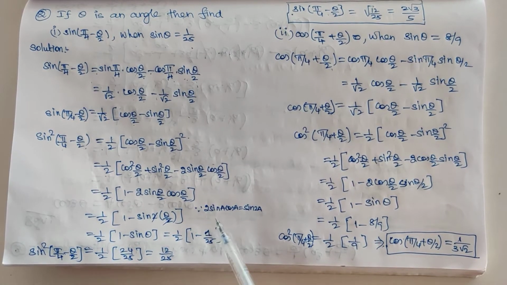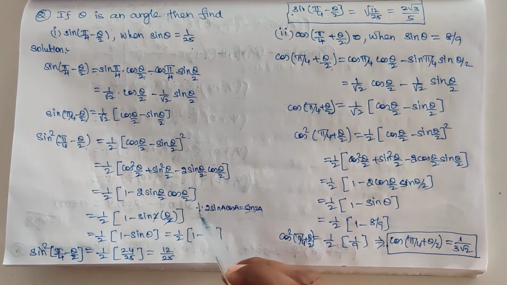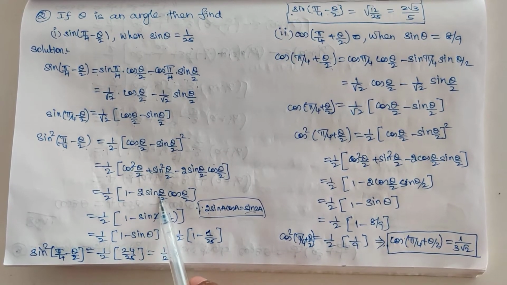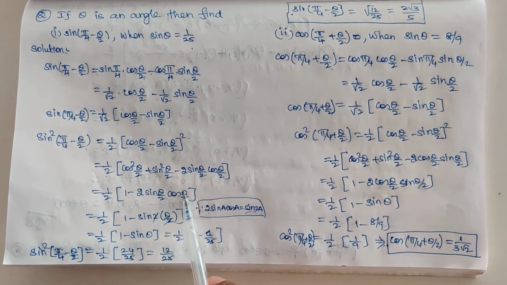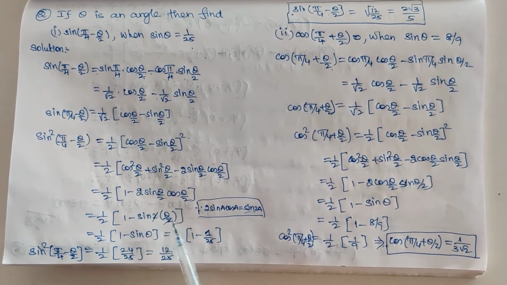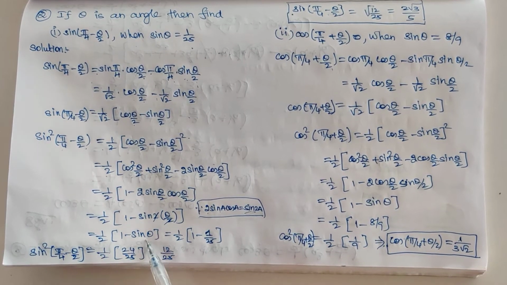So we have the formula 2 sin a cos a, that is equal to sin 2a. This is the formula. 2 sin a cos a is equal to what? Sin 2a. Here 2 sin a cos a, so a equal to what? Theta by 2. So when we apply, sin 2 into theta by 2, the 2 gets cancelled. So 1 minus sin theta. So 1 by 2 into 1 minus sin theta.